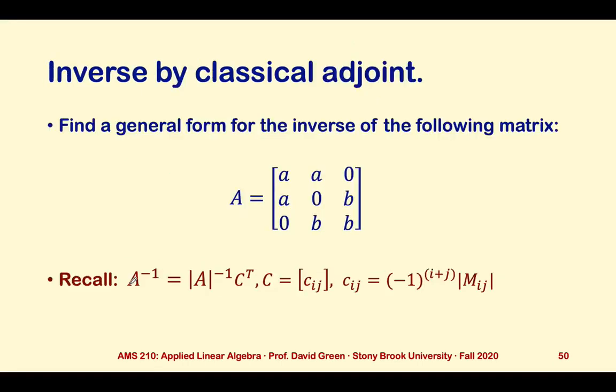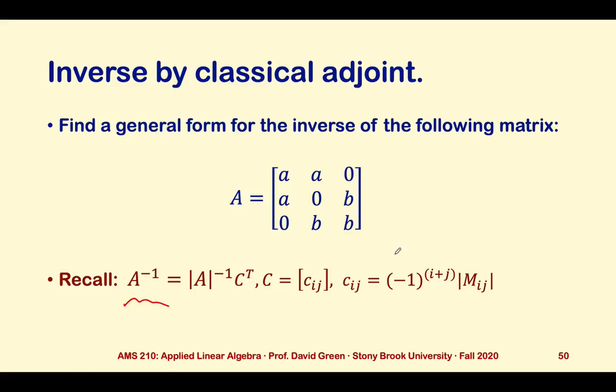Let's go through one last example problem, finding an inverse of a matrix that has a lot of symbolic constants, using the classical adjoint approach. The classical adjoint approach allows us to directly compute the inverse of a matrix as the inverse of the determinant multiplied by the so-called classical adjoint, which is a matrix made up of the cofactors.